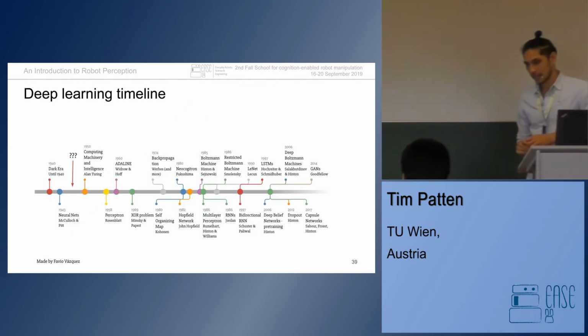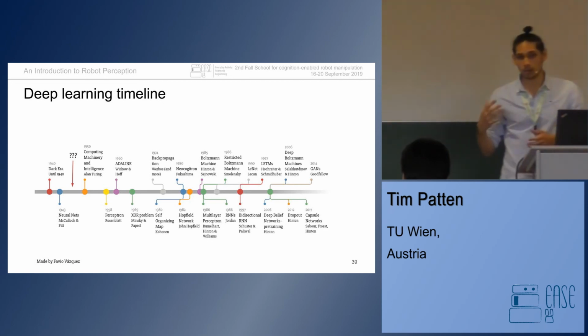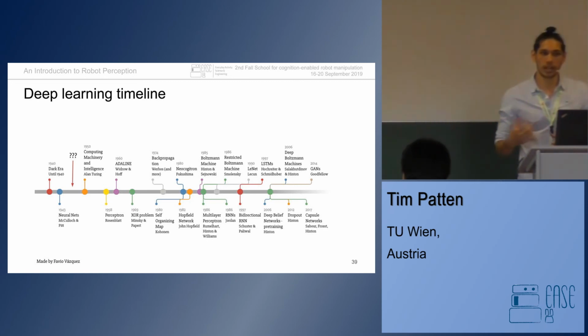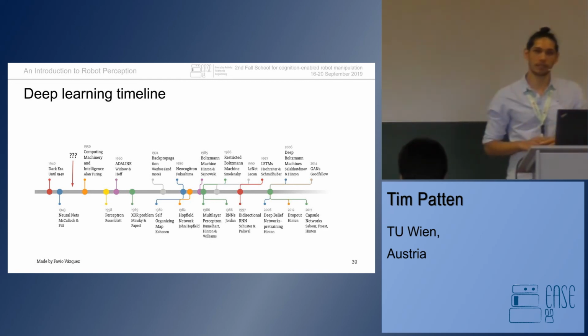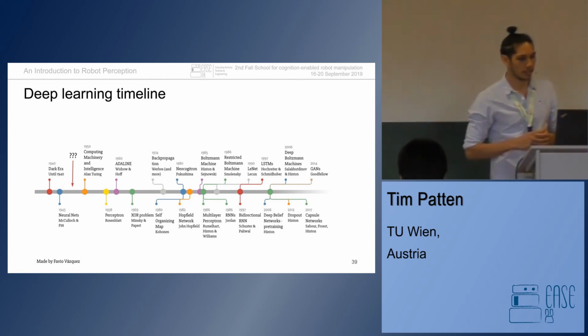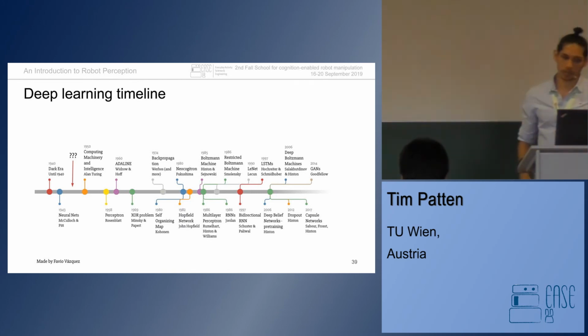So deep learning now is one of the most powerful machine learning algorithms that we have, and we can see really remarkable results in so many different perception and visual tasks. But it's been around for quite some time.